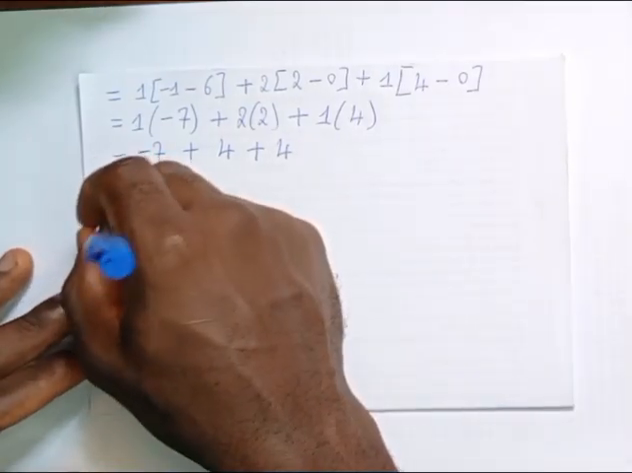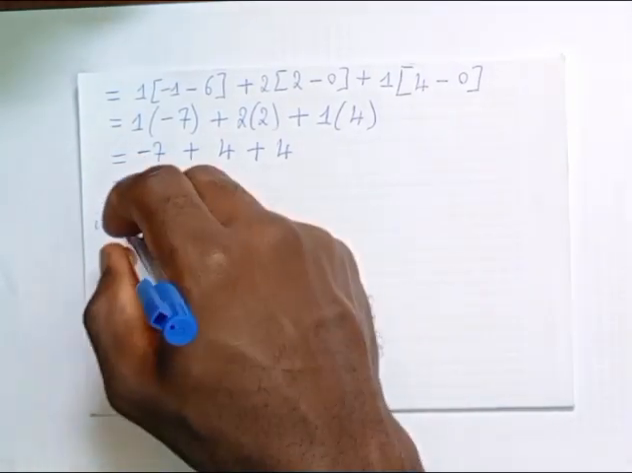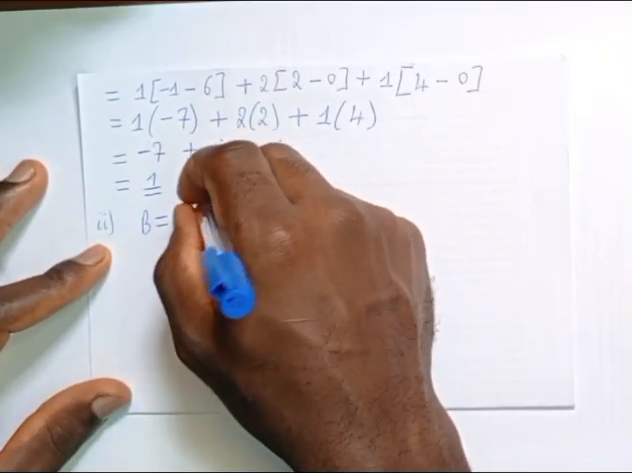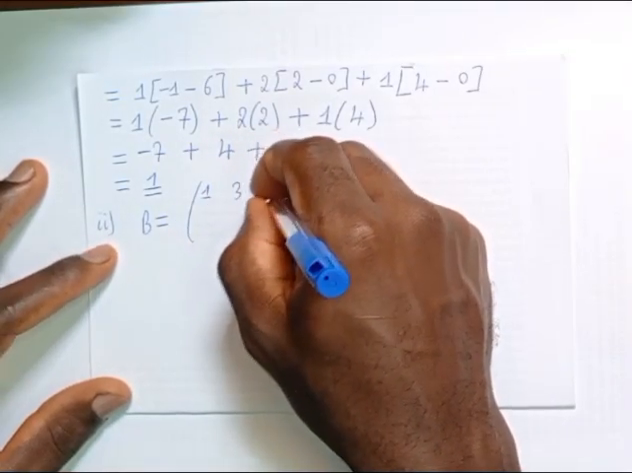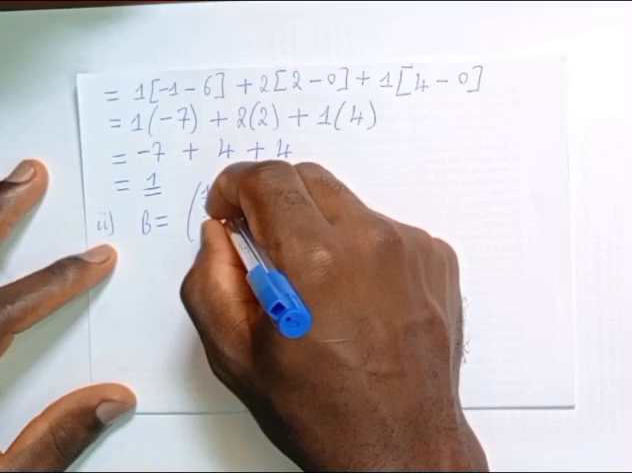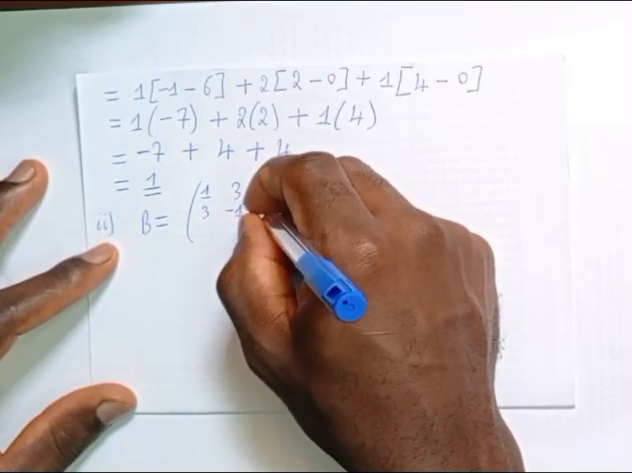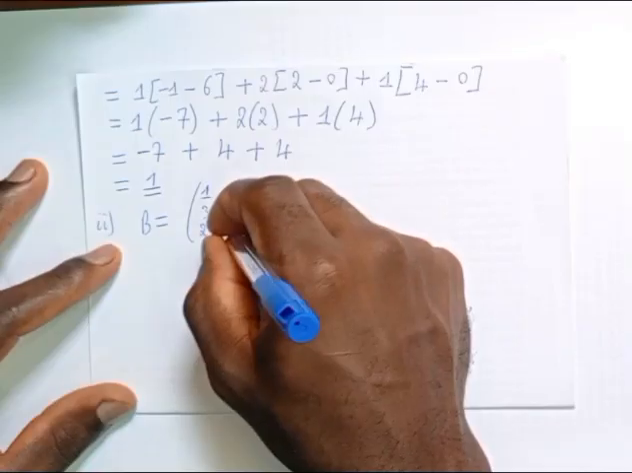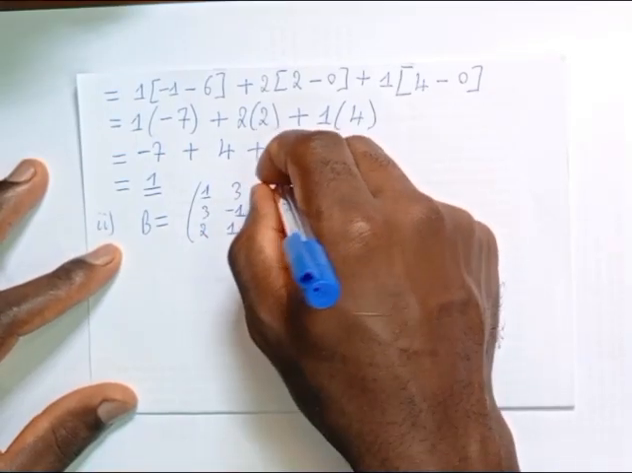Now let's go to 2i. We have to find the determinant of this matrix B with entries 1, 3, 2, 3, -1, 4, 2, 1, 3.